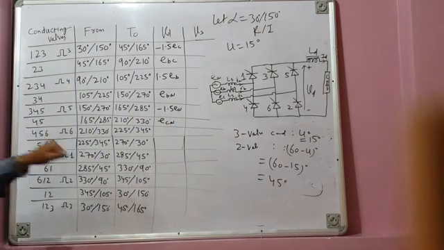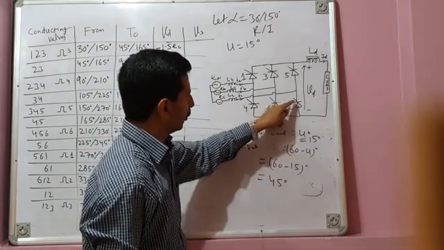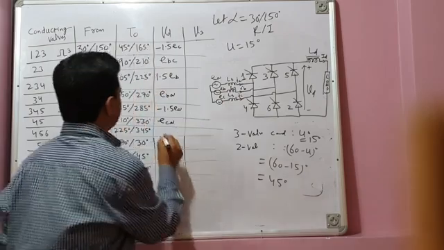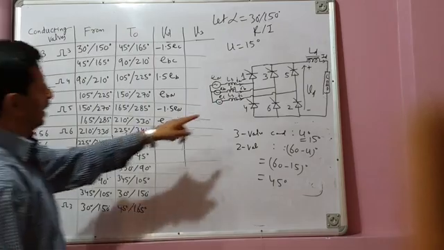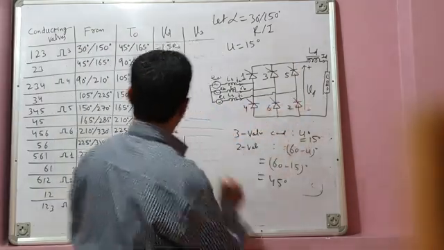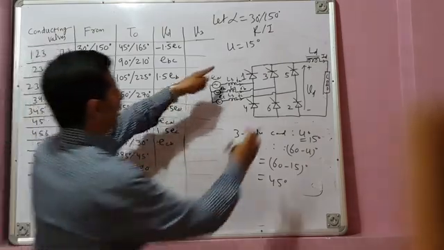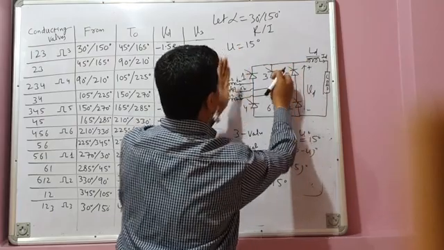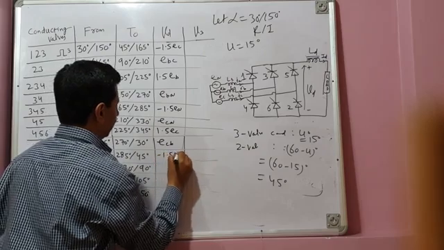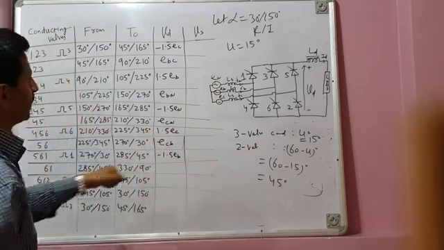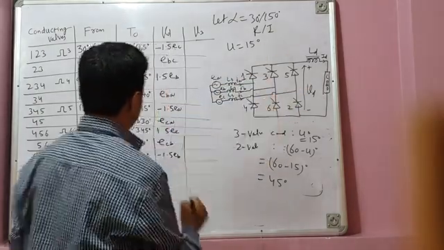Then 4, 5, 6. 4 and 6 in the bottom group are conducting. Which is not connected? 2. 2 is connected to EC. So it is plus 1.5 EC. Fine. Then 5, 6. 5, 6 means ECB. Then 5, 6, 1. 5 and 1 in upper group are conducting. 3 is not conducting. It is connected to EB. So minus 1.5 EB. Then 6, 1. 6, 1 means EA minus EB. So EAB.